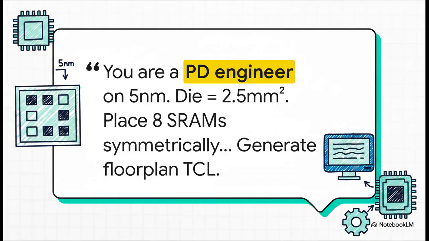And this is a perfect illustration of that idea. Just look at this prompt. It starts by assigning a role. You are a PD engineer on 5 nanometer. It gives hard constraints: die size, macro count, a specific placement rule, and the utilization target. And then it makes a super specific request. Generate floor plan TCL for a novice. This is the kind of quality input that gets you a quality output.